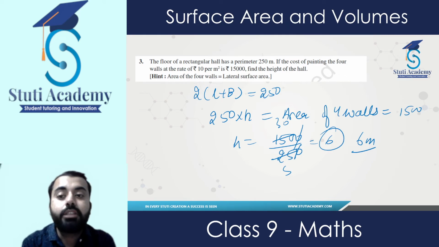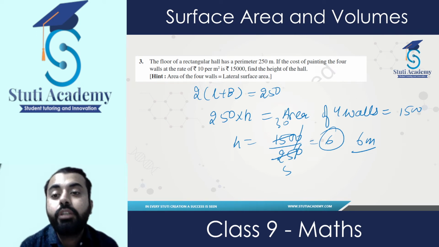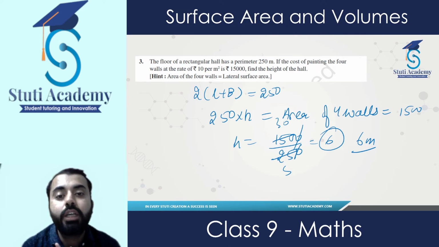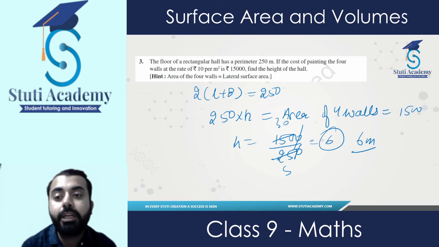Let me repeat it to you. The floor of a rectangular hall had a perimeter of 250 meter. If the cost of painting the walls at a rate of 10 per meter square is 15,000, find the height of the hall. It was given to you that the 4 walls of that hall were to be painted. Had to paint only 4 walls. Now I knew its perimeter. The perimeter of the base was 250. I knew the area of 4 walls is perimeter of the base multiplied by its height.